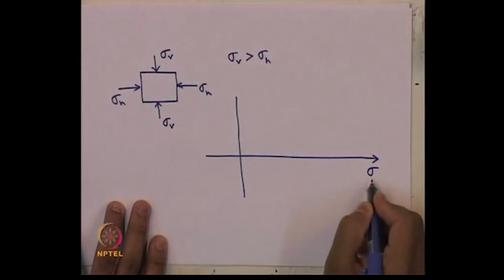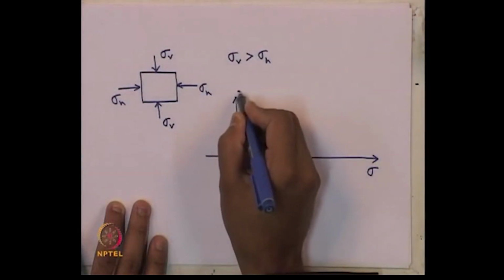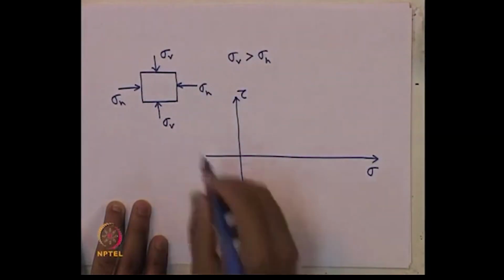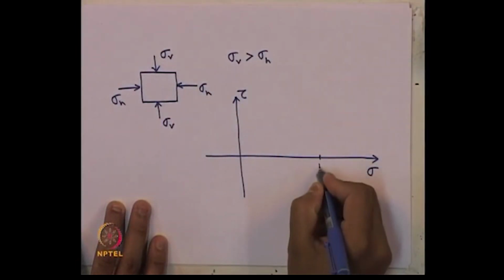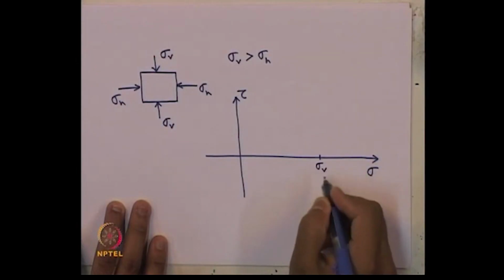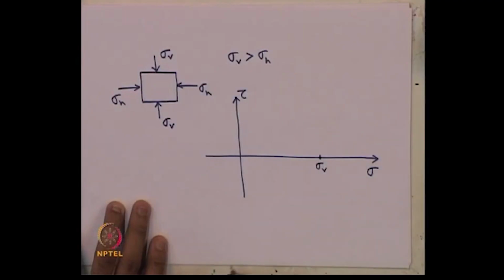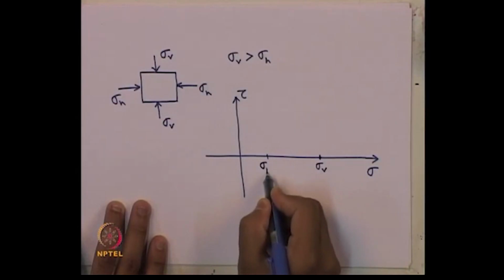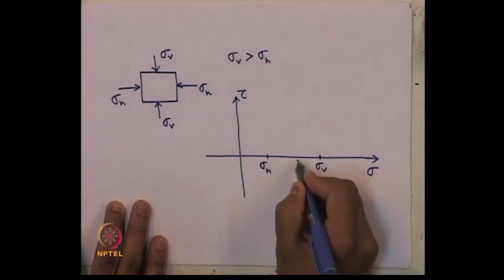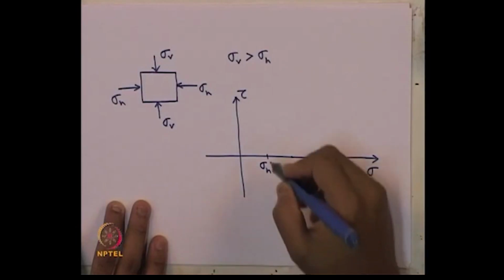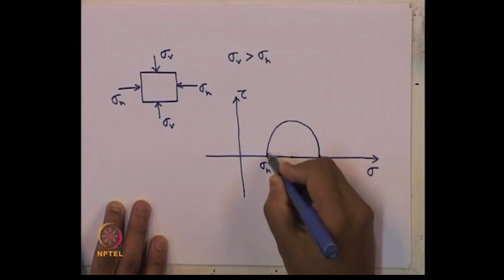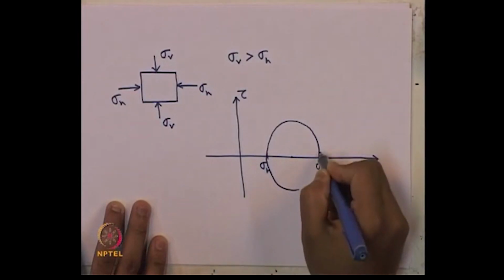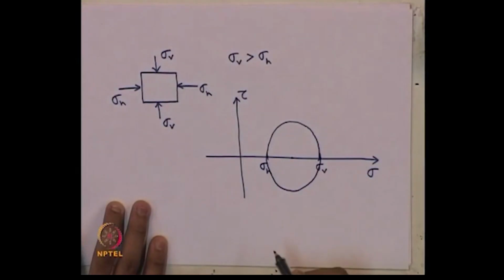That we know, this is the x axis, normal stress, and the y axis, shear stress, and these are compressive stresses we are considering as positive. So, sigma v is greater than sigma h, and these are principal stresses. This is the value of sigma v, this is the value of sigma h. Then using these two extreme points, the middle point is the center, we can draw a Mohr circle easily. Like that. So, this is the Mohr circle.